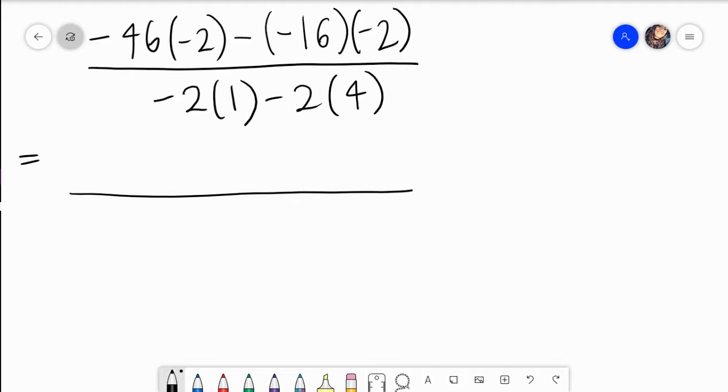I'm going to just do the coefficients and get that product from their multiplication, and then I will look at the signs. 46 times 2 is 92. Their signs, negative and negative, those are the same. So my 92 is positive. And then I am going to bring this sign down right here.